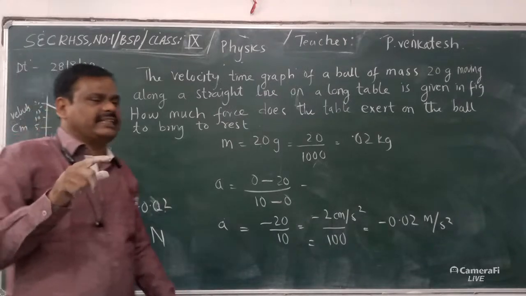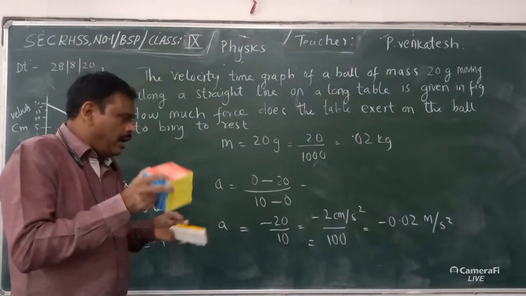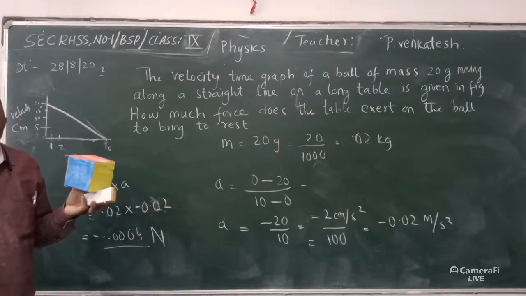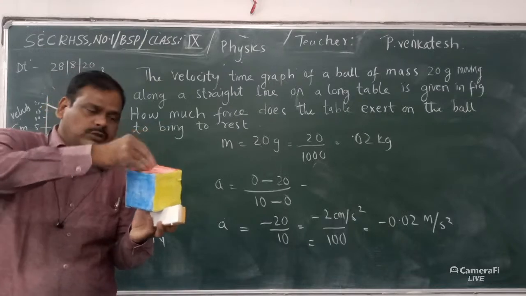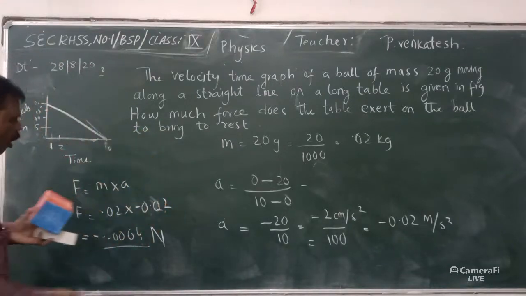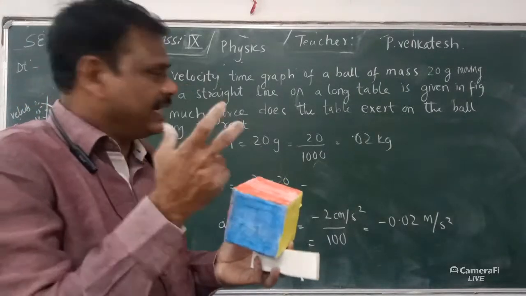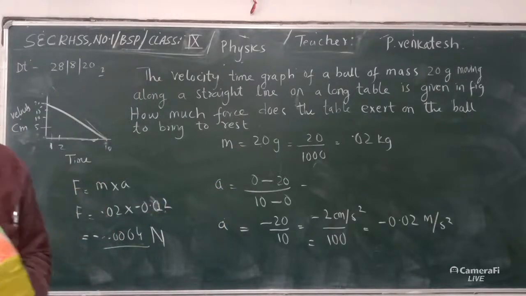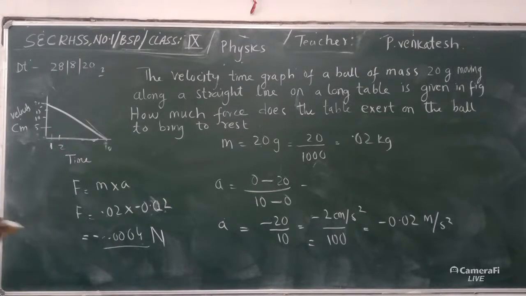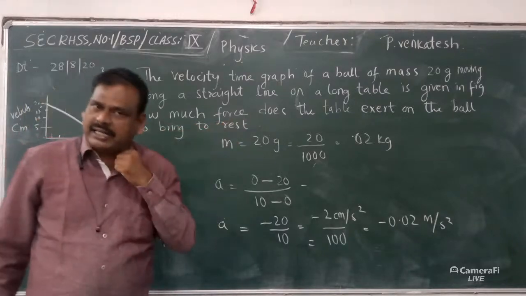Minus means in the opposite direction. The table will exert a force on the ball in the direction opposite to that of the motion. If the ball is moving like this, the table will also exert a force of 0.004 newtons in that direction. The negative sign indicates that it is in the direction opposite to that of the motion of the ball. So this much force will be exerted by the table on the ball so that the ball will come to rest.